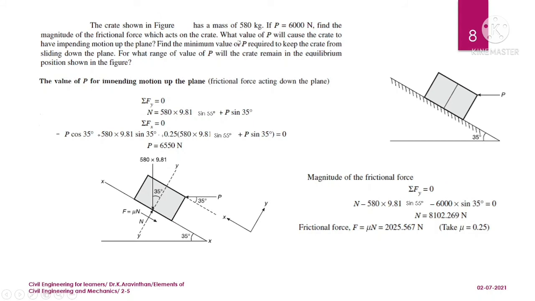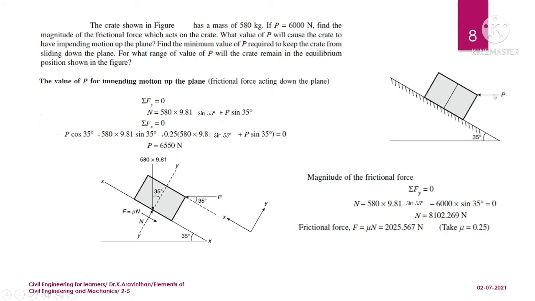And next thing, what value of P will cause the crate to have impending motion up the plane? Find the minimum value of P which is required to keep the crate from sliding downward the plane. You have to give a minimum force in order to stop the object or to make this object rest, and for what range of P will the crate remain in equilibrium position as shown in figure. This is the third case. What is the force which is required to move this object upward, and force required to move this object downward, and force required to keep the object in equilibrium? So these are the three cases. So let us find one by one here.